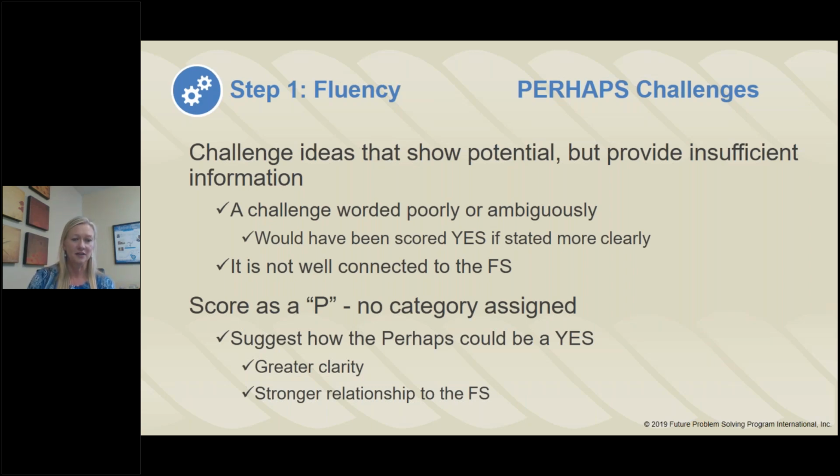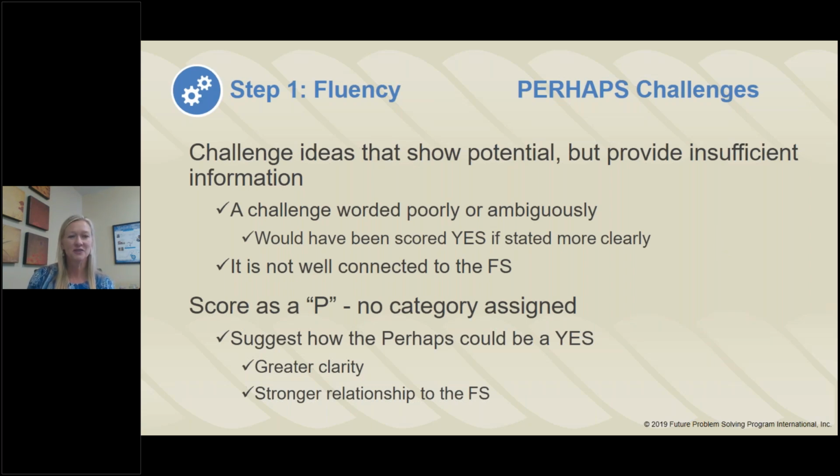But in the comment section, and I think, Chris, this is what you were asking, we might suggest to the students how they could turn that perhaps challenge into a yes challenge. We could encourage them to provide clarity. We could also encourage them to make a stronger connection to the future scene. Okay, did that help?